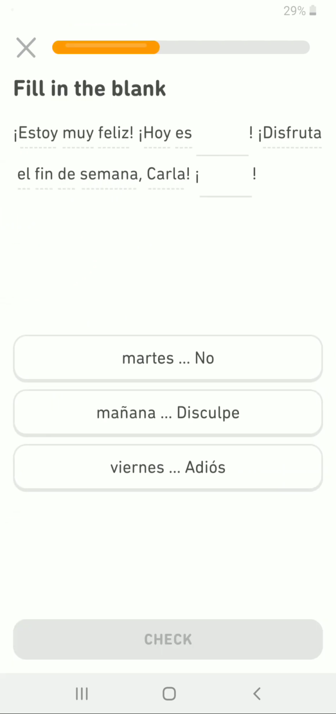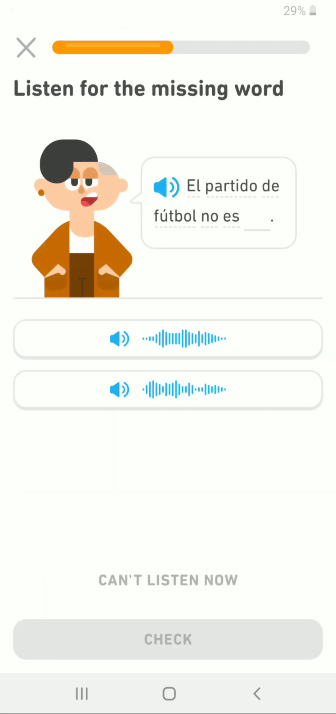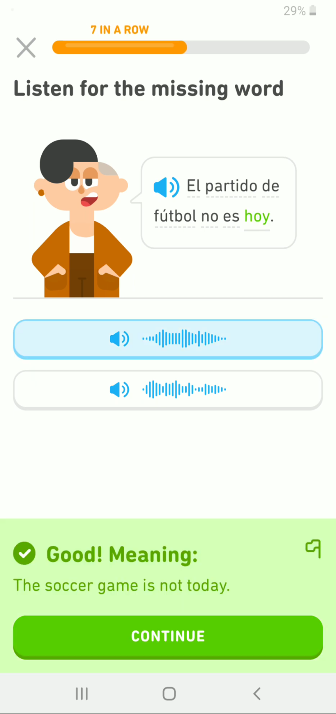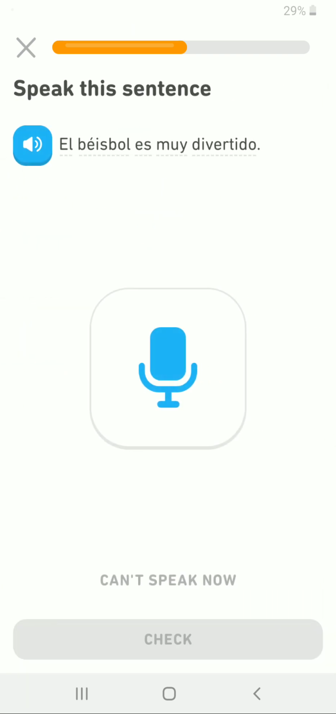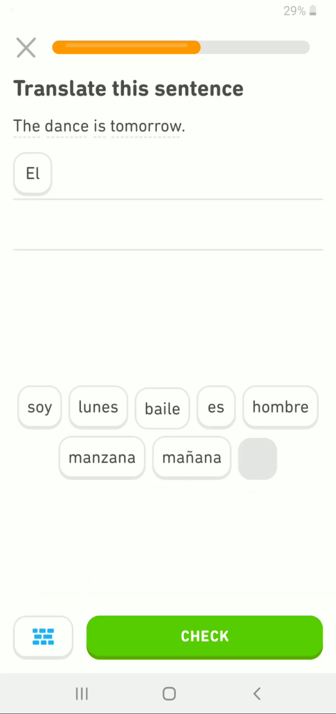So, I have to move this around. Estoy muy feliz. Hoy es martes. No, it's viernes. Disfruta el fin de semana. Carla. Adiós. El partido de fútbol no es hoy. Hoy it's today, so el partido de fútbol no es hoy. Partido is the game. El béisbol es muy divertido. So it's very fun.